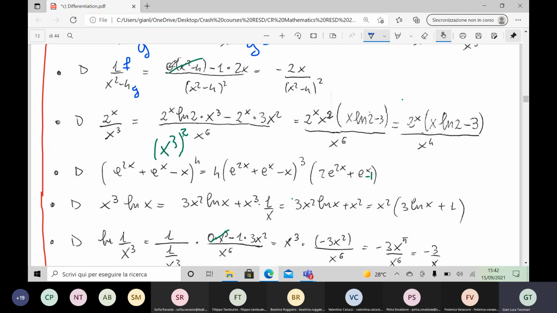0 times the denominator as it is, so times g, x squared minus 4, minus the numerator as it is, therefore minus 1, times what? g prime. g prime is 2x. So 0 times this, x squared minus 4, is 0. So you have minus 2x divided by x squared minus 4 to the power 2.